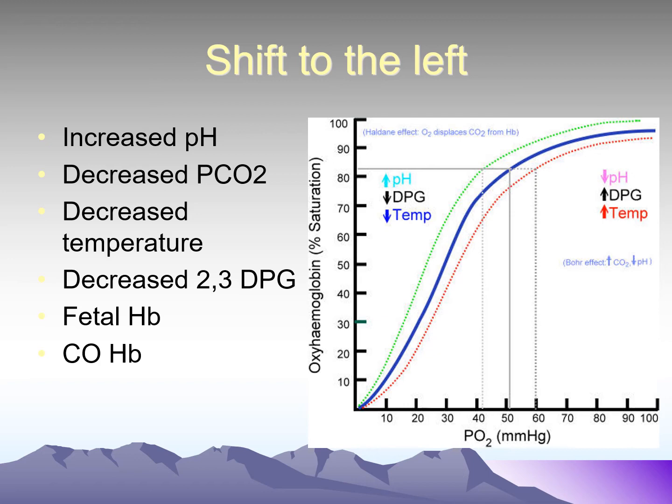Decreased temperature, again, less need for oxygen at the tissues, same with decreased 2,3-DPG. Fetal hemoglobin is a mechanism that makes it easier to transfer maternal blood to fetal blood. Think of it as the fetus doesn't need to do much because the mother gives the baby most of what it needs, so the oxygen needs are lower. So there's less need again to deliver oxygen to the tissues.